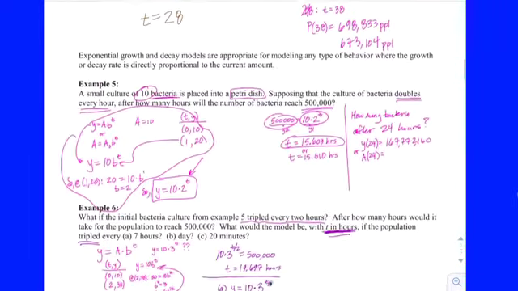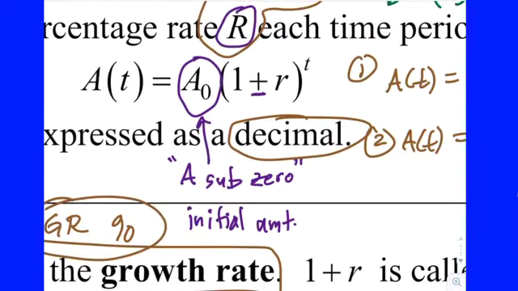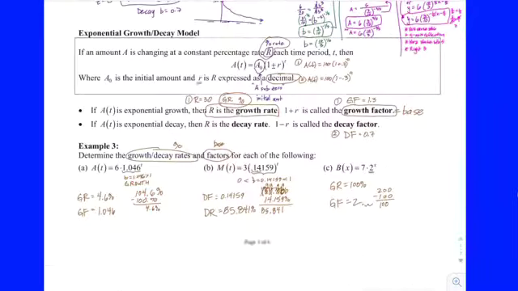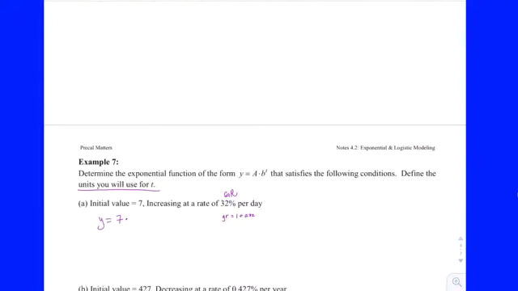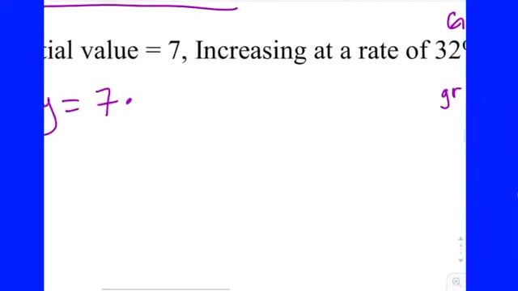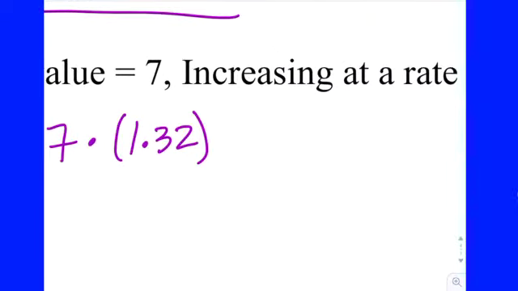Let's scroll up there and remember that. It was in the box. It's either 1 plus little r or 1 minus little r. The 1 represents 100%, so everything we had before, 100% plus an additional amount. If you always think about the reasonableness of your answer before you walk away, you can catch careless mistakes. So I'm just going to call that 1.32, and then it increases at 32% per day.